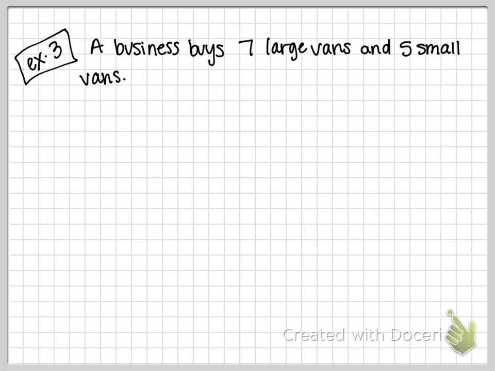Okay, word problem, just so that we can write a system of equations and be able to solve it if necessary. It says a business buys 7 large vans and 5 small vans. We want to give an X and a Y value to each of these. Let's call the large vans X and the small vans Y.